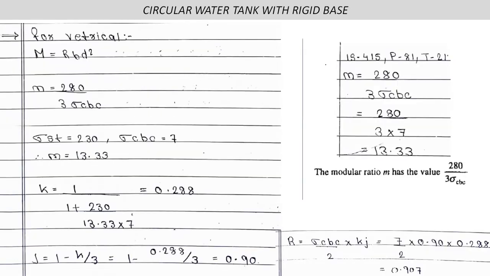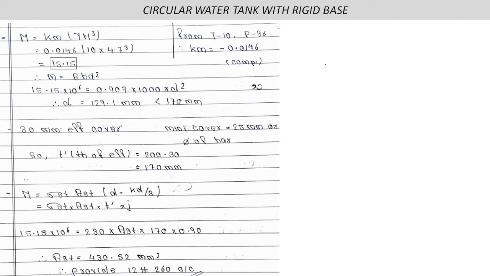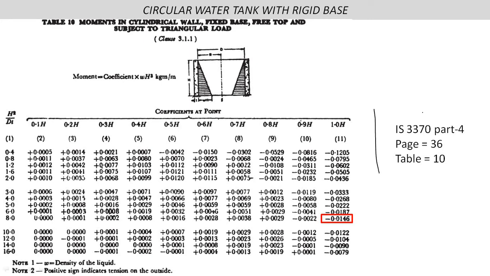Now we will find the capital M. Capital M is equal to Km into gamma h cube. For this equation, first we have to find the value of Km. So we will move on to IS 3370 part 4 page number 36 table number 10. From this, we have already calculated h square upon dt, as we have seen, as 8. So from this we have to observe all these values.